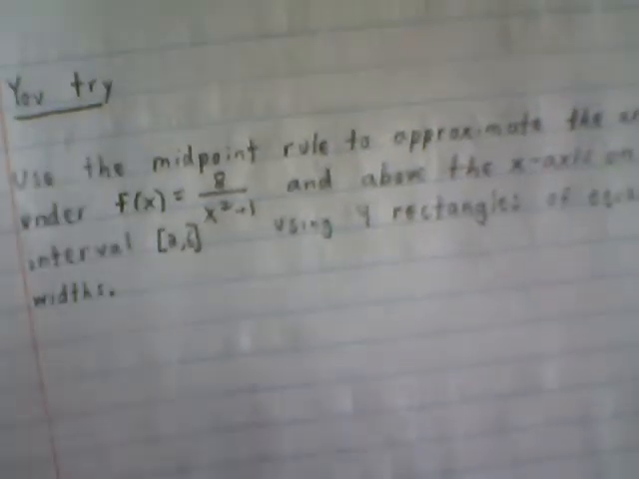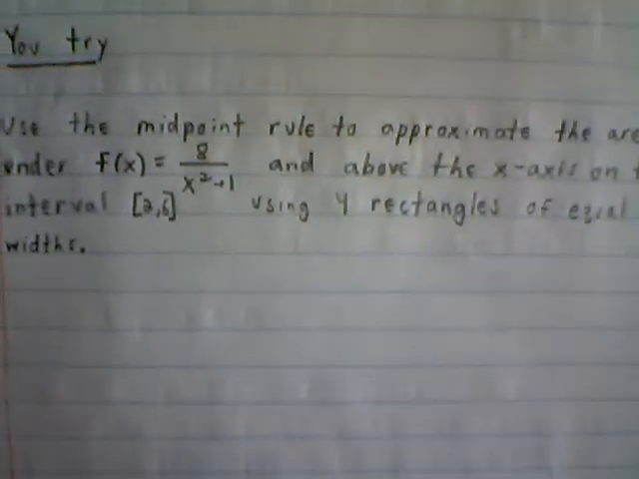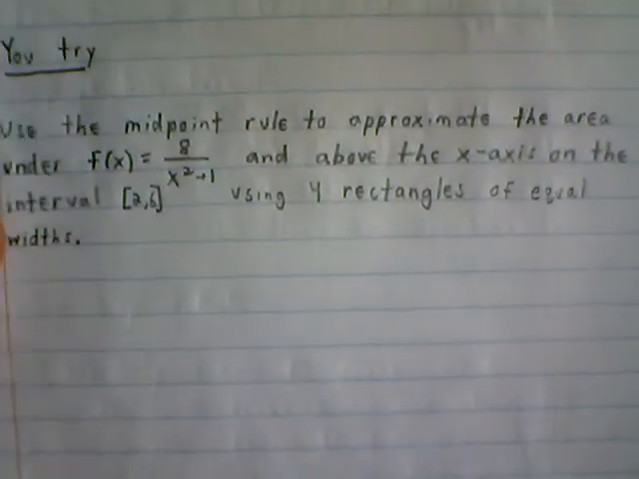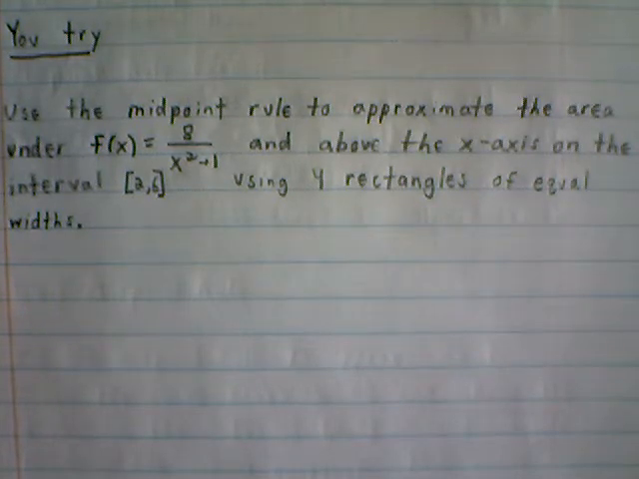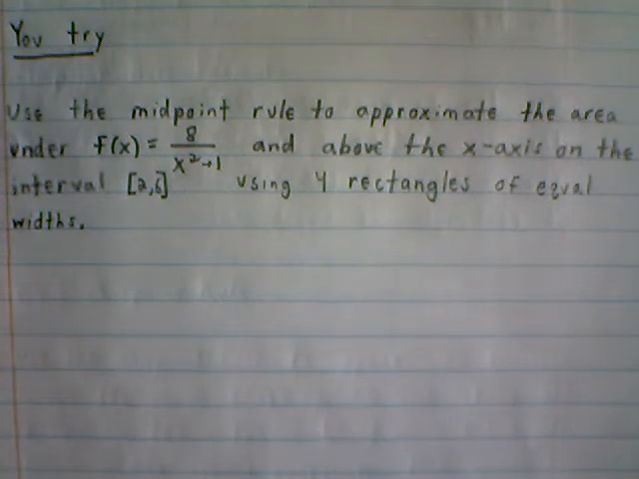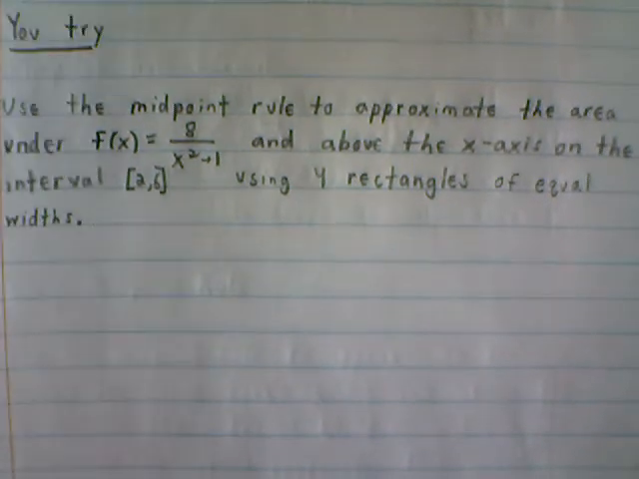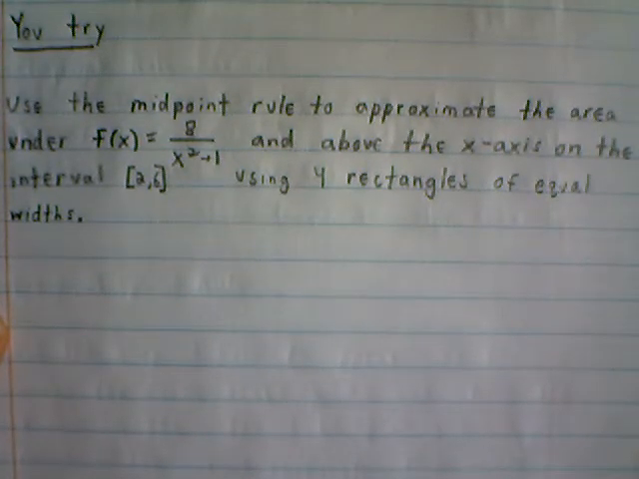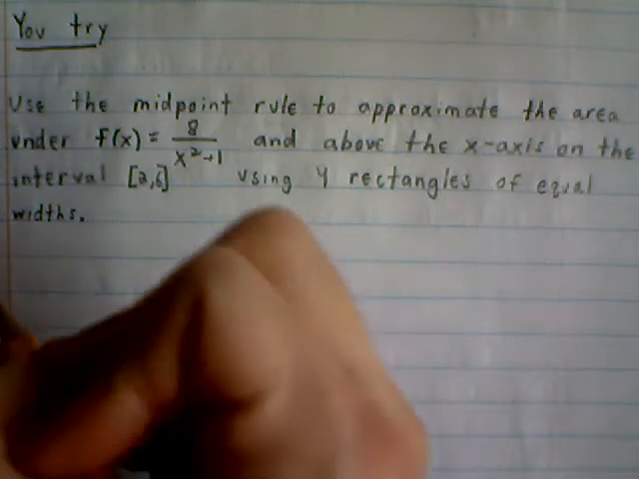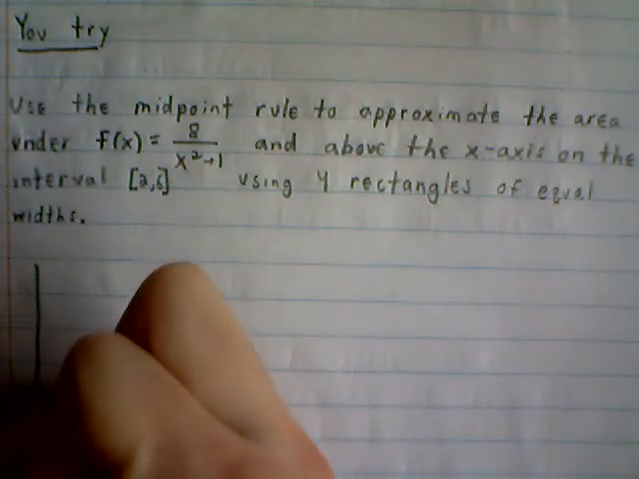What I'm going to have you do right now is go ahead and pause the video. All right, I'm going to have you try. Use the midpoint rule to approximate the area under f of x equals 8 over the quantity x squared plus 1 and above the x-axis on the interval 2, 6 using 4 rectangles of equal widths. So go ahead and pause the video right now, and I want you to try it, and then you can check your work with mine when you are finished. All right, so let's go ahead and get started.